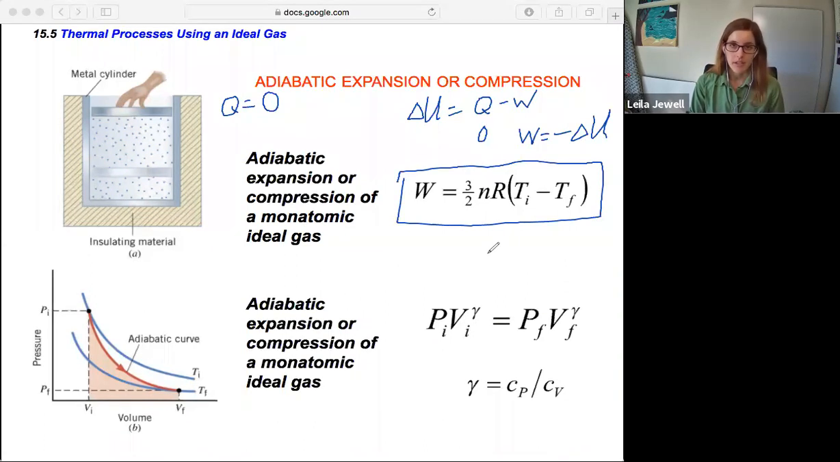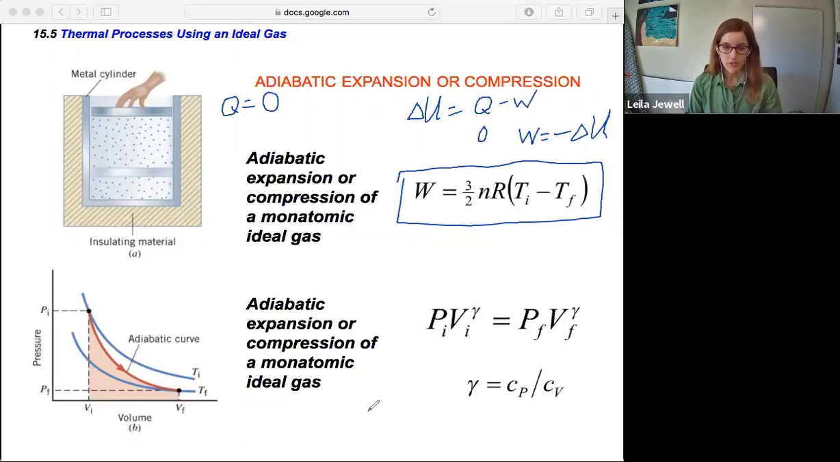What this looks like on a graph of pressure versus volume is the adiabatic curve actually goes between two isotherms. So the isotherms are shown in blue, right? They're at a constant temperature. We have our initial temperature and our final temperature. And the red curve is the adiabatic curve. And so it's steeper than either isotherm. It means that the pressure is changing, the volume is changing, and the temperature is changing.